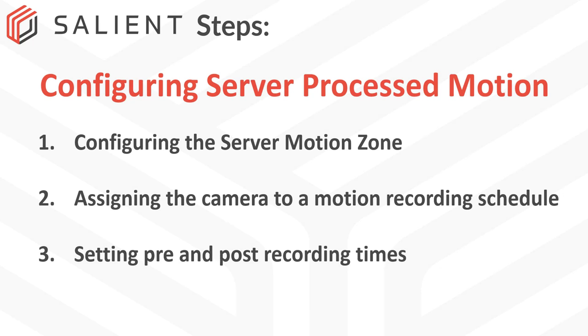Configuring server processed motion detection requires 3 steps: configuring the server motion zone, assigning the camera to a motion recording schedule, and setting pre- and post-recording times. So let's get started.